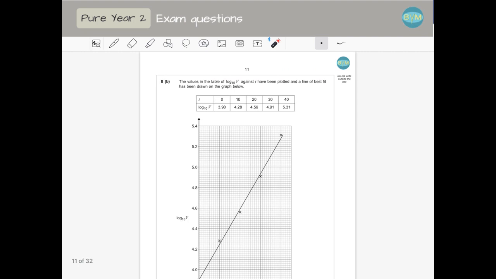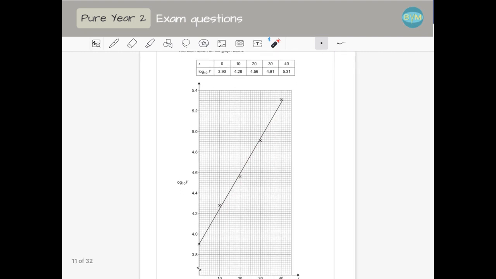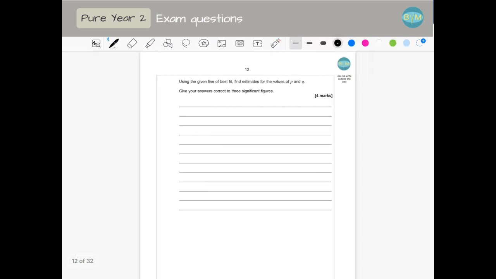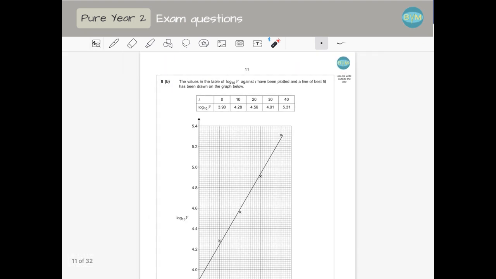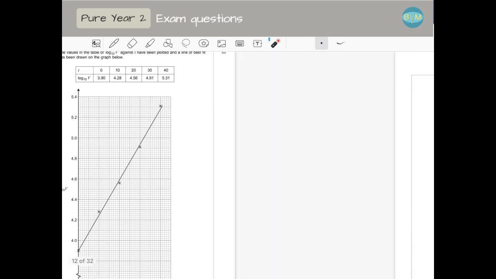So we are going to use this line of best fit, and we are going to write the equation. So we know the y-intercept. The y-intercept is just the midpoint between 3.8 and 4, so it's going to be 3.9. And the gradient is the gradient of the line. So we can get 2 points on the line, or we can use the values that we have here. The change in y is going to be 5.31 minus 3.90, divided by 40 minus 0. We can use that to find the gradient.